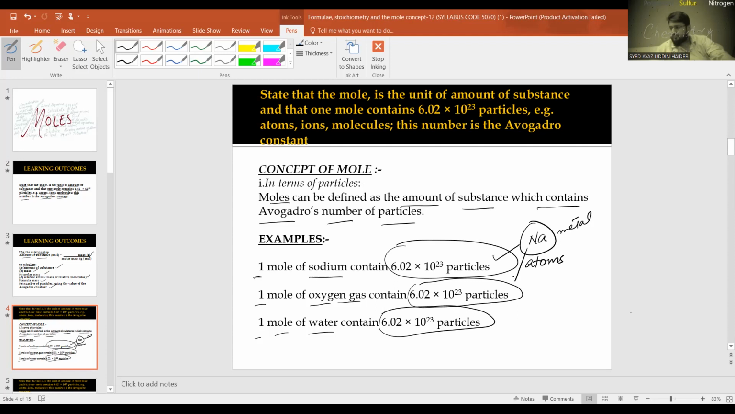You know the formula of oxygen gas. The formula of oxygen gas is O2. It's a non-metal and it exists in the diatomic state. That's why I'm writing O2. So for particles, you are allowed to write molecules of oxygen gas. Similarly, the formula of water is H2O and it also contains molecules of water. So you are again allowed to write molecules for particles.